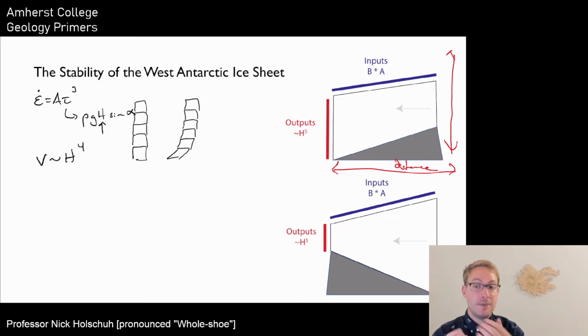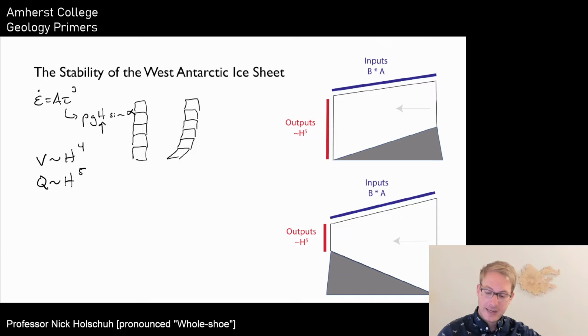So if we think about the amount of ice that's discharging out of the glacier system, which we can also calculate as the speed of the glacier times the thickness of the glacier, we might expect that the amount of ice that flows out of a glacier system scales with thickness to the fifth power. That's a really strong nonlinear dependence.